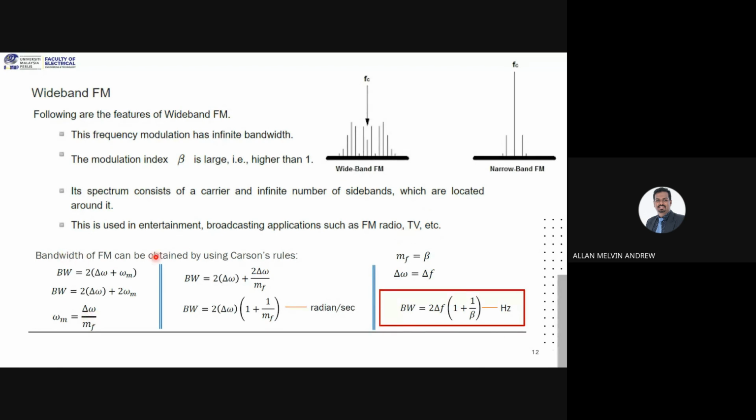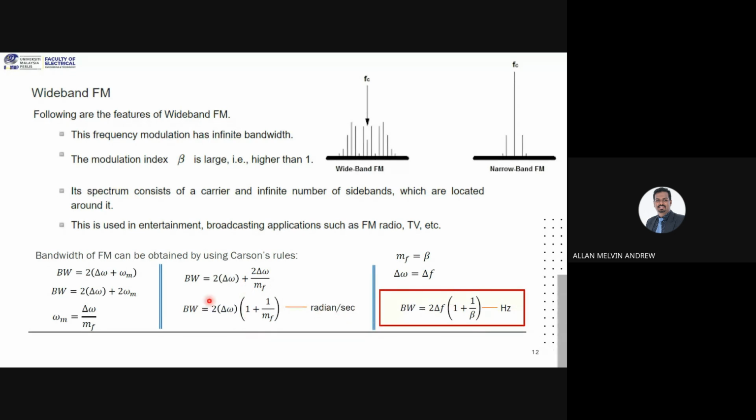Now bandwidth calculation. For FM, they usually calculate using Carson's law. I'm not really going through this because it's more on radians per second, but we are more interested in hertz because it's a frequency. Once you conduct this, you can get the bandwidth calculation in terms of radians per second.